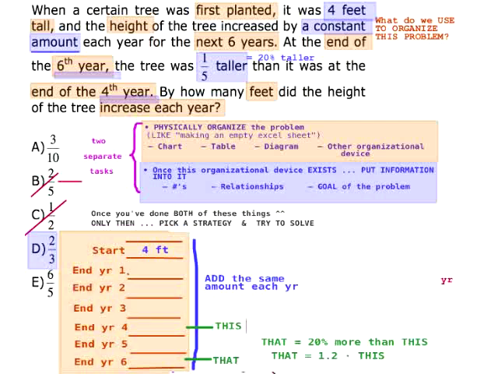Okay. If you do it algebraically, you might as well let X stand for the growth rate, or the growth amount each year, because that's the thing you want anyway. So this would just be 4 plus X. This would be 4 plus X plus another X. And so on. You just keep adding X. Again, notice the same organizational device is great. You use it, and it's the same thing no matter which strategy you pick.